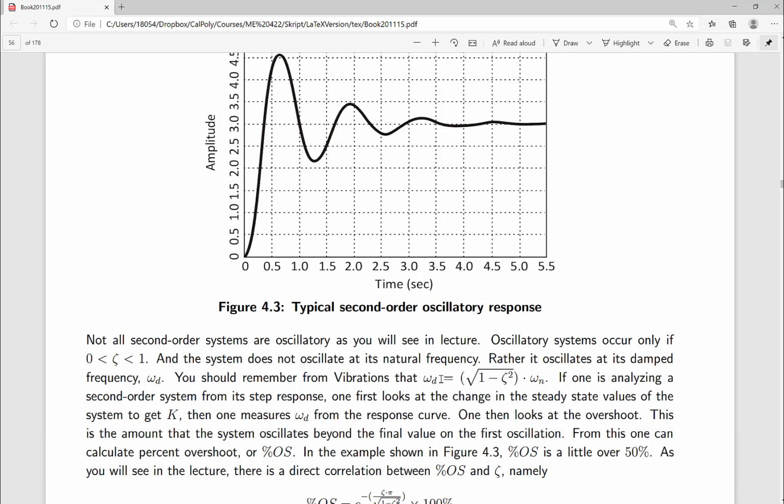A damped system will oscillate slower than it would if you took the damping away. Zeta is a measure of how much damping you have. So the greater zeta is, the more damping you have. And of course, the more damping you have, the greater the difference between omega D and omega n.